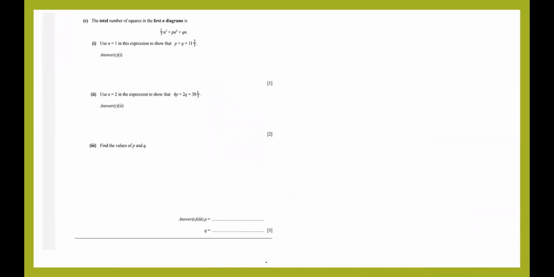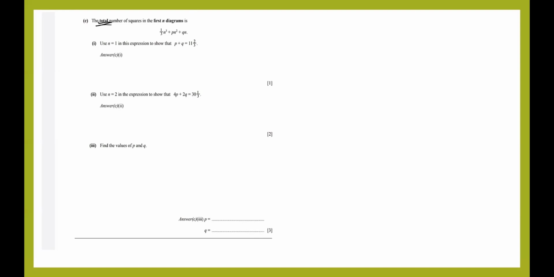Part C, it says the total, and it's already highlighted here, the total number of squares in the first n diagrams is going with the rule 1/3 n to the power of 3 plus p n squared plus q n. Use n equals 1 in this expression to show that p plus q equals 11 and 2/3. Then use n equals 2. Then find p and q.